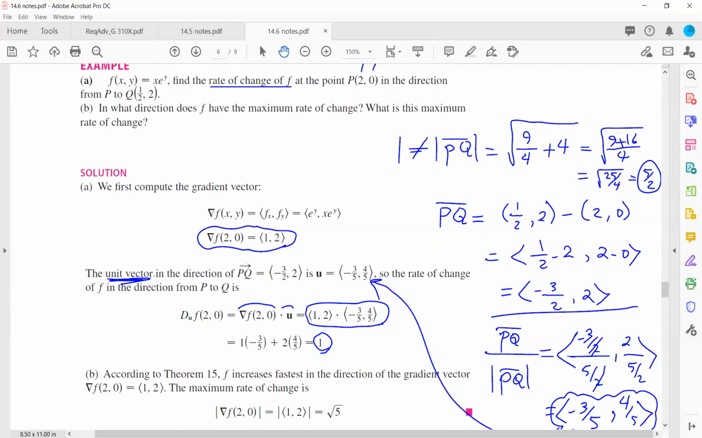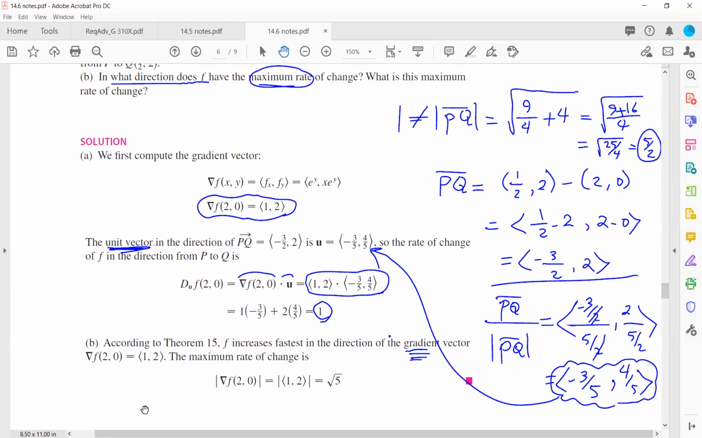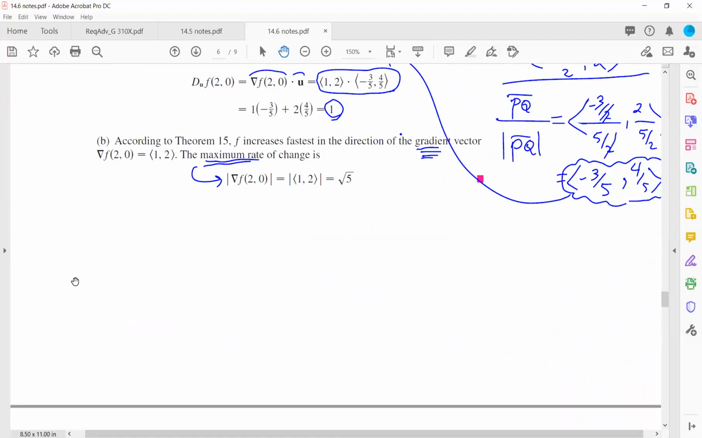Part B says, in what direction does F have maximum rate of change? Now we're going to use our theorem. Our theorem says F increases fastest in the direction of the gradient vector. We calculated the gradient vector to be (1, 2). So the maximum rate of change is nothing but the length of your gradient vector, which is square root of 5. That is the maximum rate of change of this function.